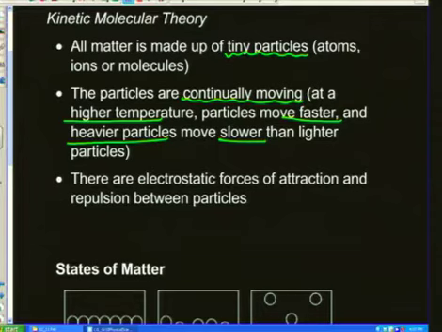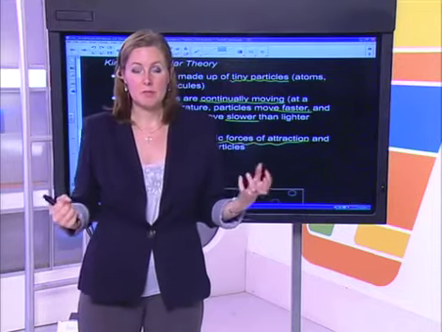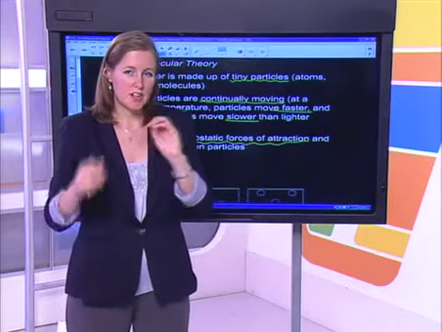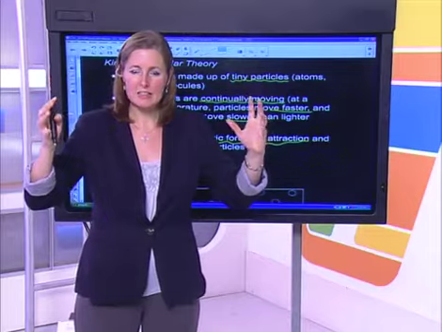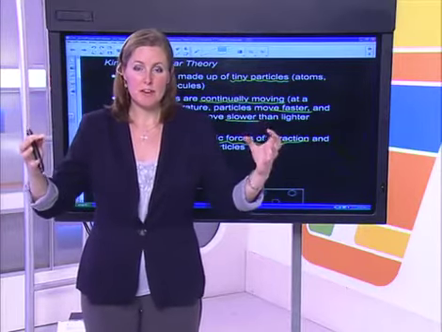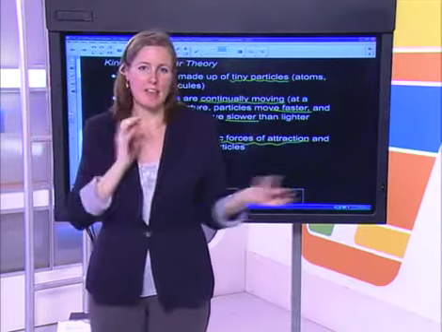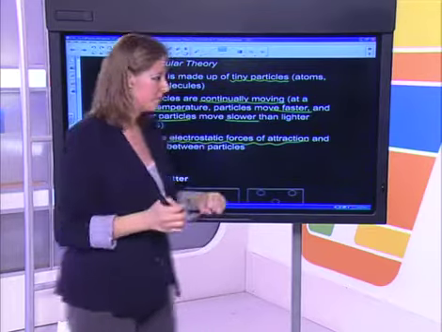And then the third point is that there are electrostatic forces of attraction between those particles, attraction and repulsion between the particles. So they're moving, and there are some forces between those. So kinetic molecular theory, basic idea is that all matter is made of particles. Those particles are moving, and there are forces between those particles.